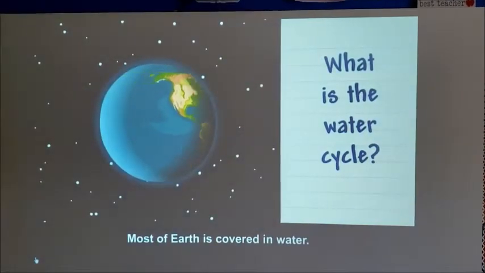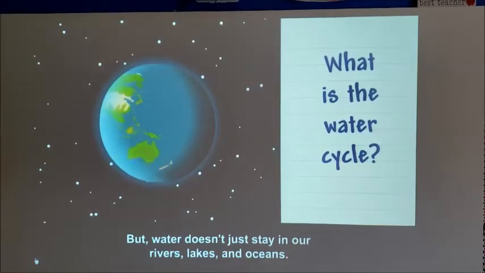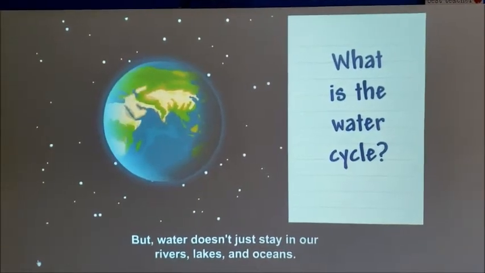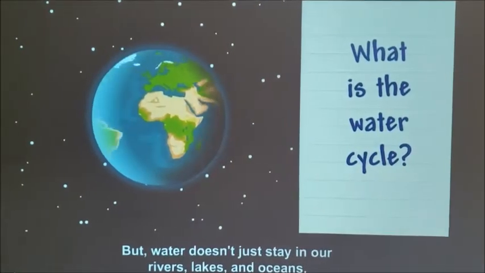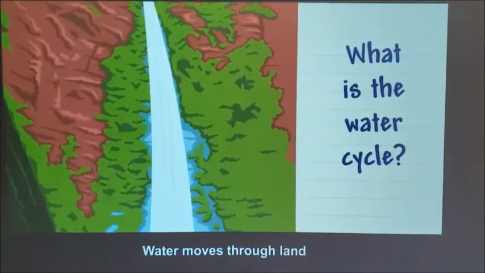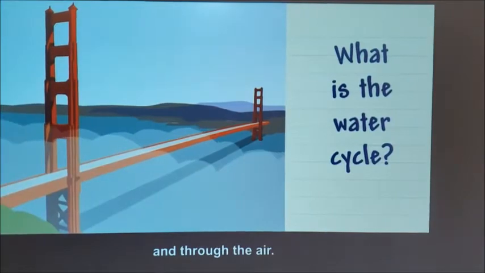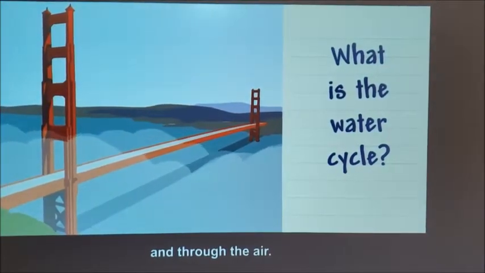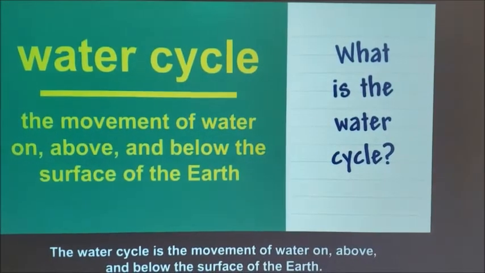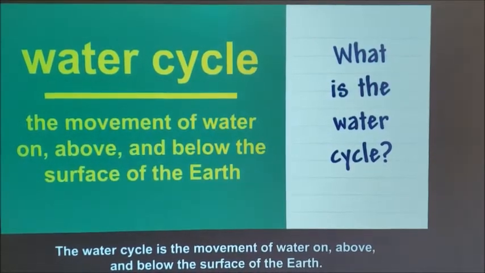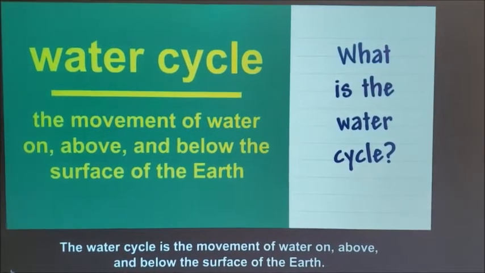Most of Earth is covered in water, but water doesn't just stay in our rivers, lakes, and oceans. Water moves through land and through the air. The water cycle is the movement of water on, above, and below the surface of the earth.